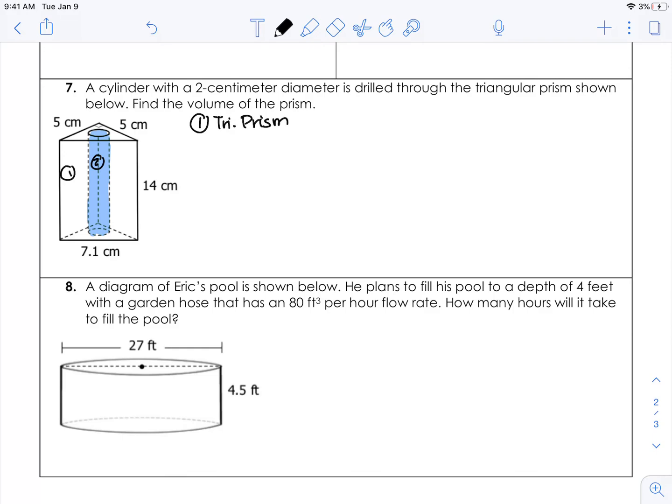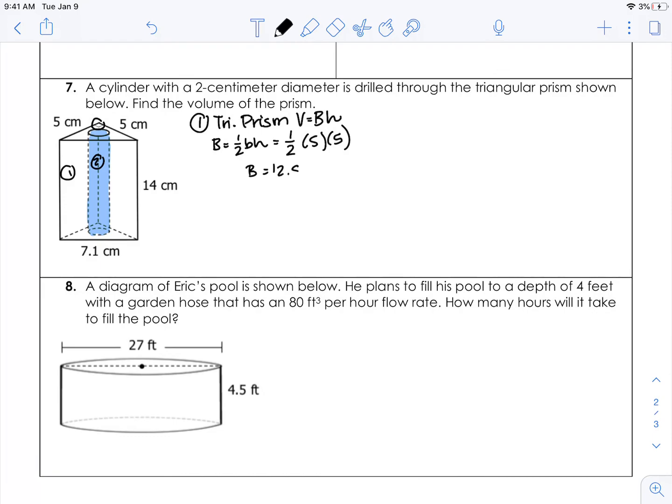We're finding the volume, so I need to find the area of the base. That's 1/2 base times height. So that's 1/2 times 5 times 5, because there's the right angle. And that's 12.5. Then I want to use my volume, so I have 12.5 times the height between the two bases, which is 14. So the volume is 175.